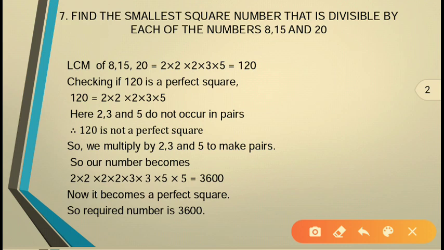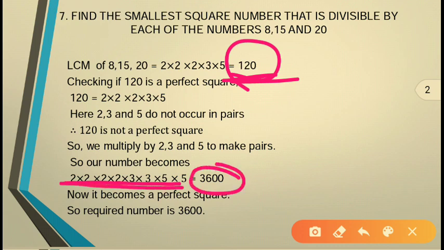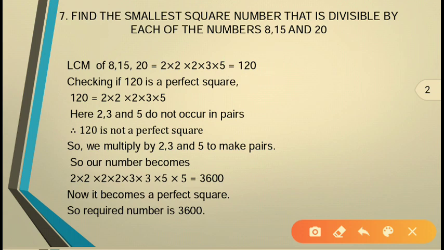If your LCM is a perfect square, that will be your answer, but this is not a perfect square. So you need to first factorize it and then check which digits are not having their pair. Multiply those digits into the prime factorization and when you multiply it, you will get your answer. That means 3600 is your answer.